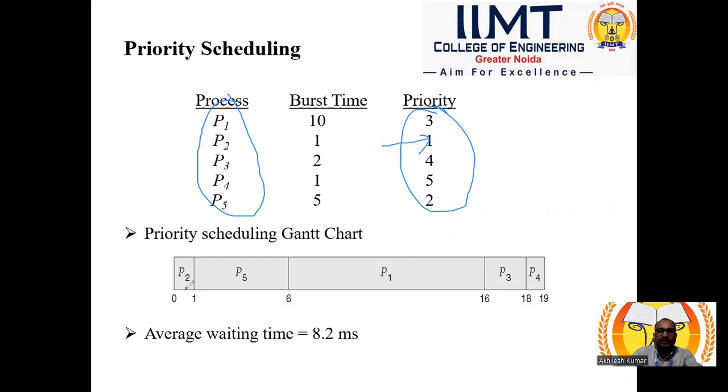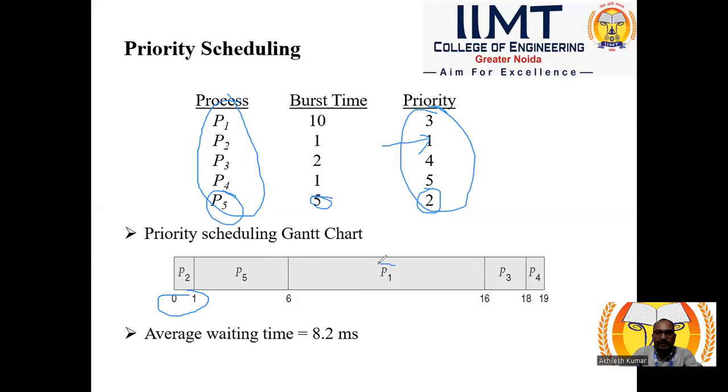So firstly we execute process P2 in the execution queue for one time unit, because its burst time is 1 millisecond. The next process will be process P5, because it has the second priority. So we execute it for 5 units of time.